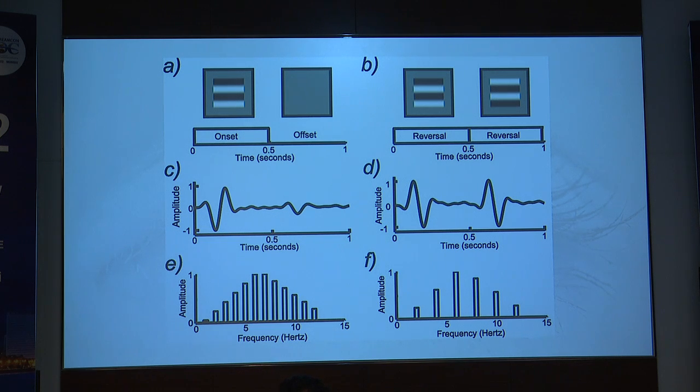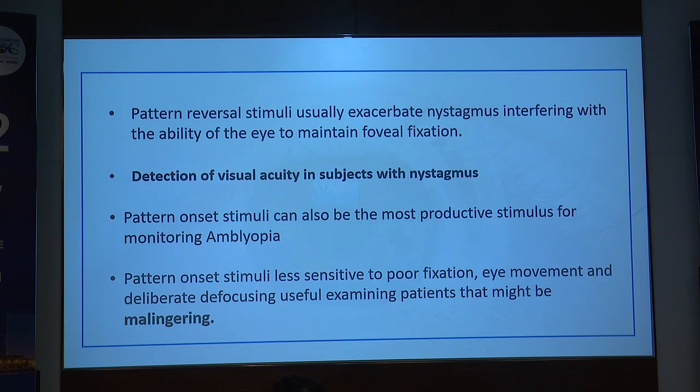Here, first it is on, and then there's an offset, and in reversal, the checkerboard pattern changes from black to white or white to black. Now, pattern reversal stimuli usually exacerbate nystagmus and interfere with the ability of the eye to maintain foveal fixation. Thus, onset offset is better in testing patients having nystagmus. Pattern onset stimuli can also be the most productive stimulus for monitoring amblyopia.